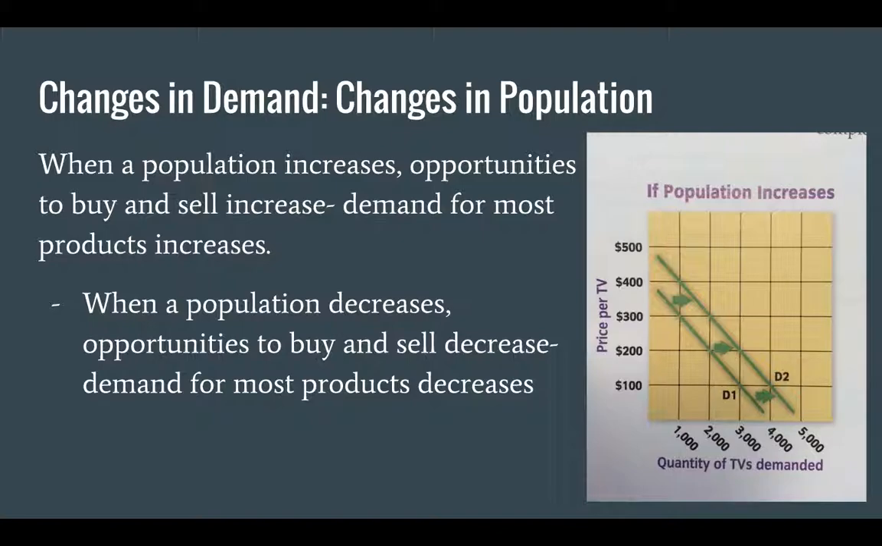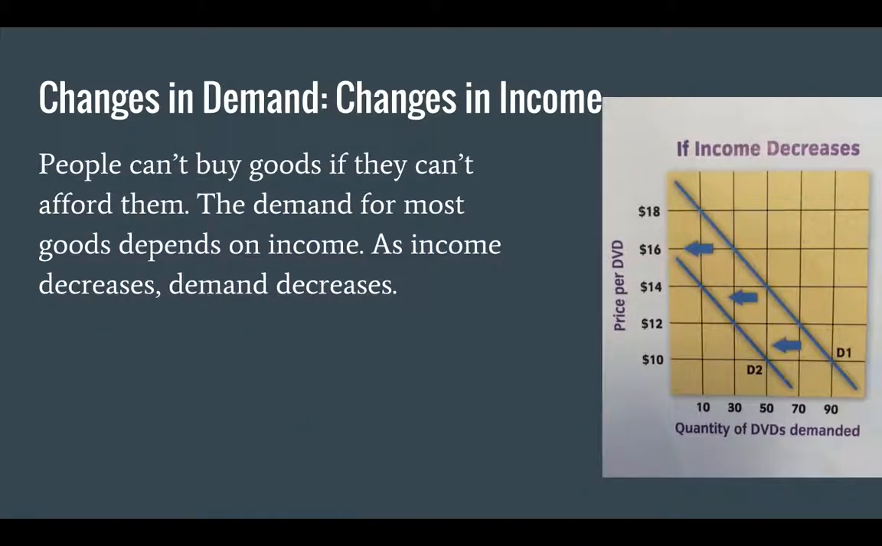So if the Mercy population was cut in half, then the demand would also be cut in half because there would be half the people demanding brownies. Okay, so you can see, look at the chart on the right. If the population increases, it would move to the right. If the population decreased, it would move to the left.